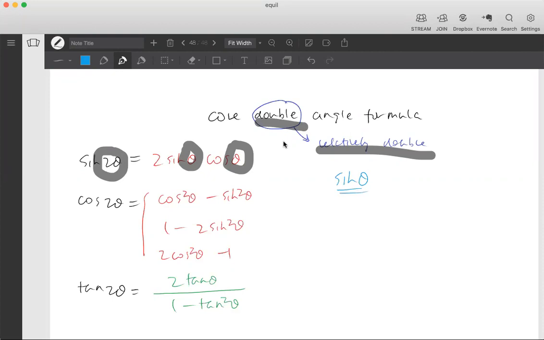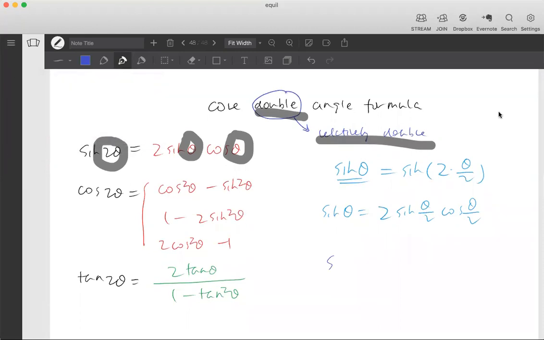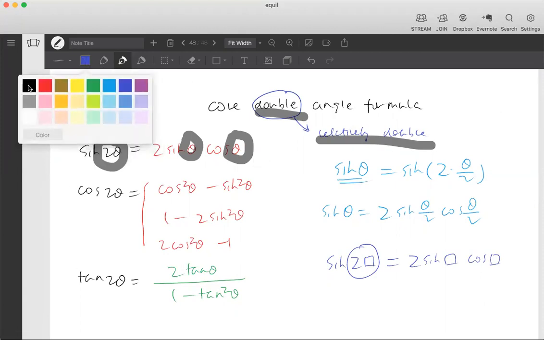Single sine theta, you can treat it as sine 2 multiplied by theta over 2. Then sine theta will just equal 2 sine theta over 2 cos theta over 2. So the basic idea for our double angle formula is whenever you have sine 2 box, this box can be whatever you want, and this equals 2 sine box cos box. Not just sine 2 theta has double angle formulas, everything has double angle formulas.